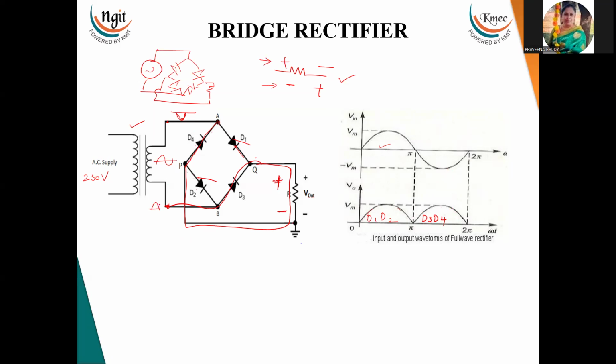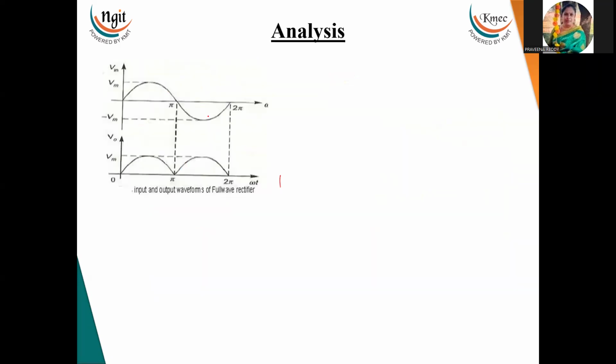So you can do the analysis for the positive cycle or you can do the analysis directly for the negative half cycle. This is about the working of the bridge rectifier. Now, coming to the analysis, already we have calculated the VRMS for the full cycle. This is Vm by root 2 and VDC is 0.